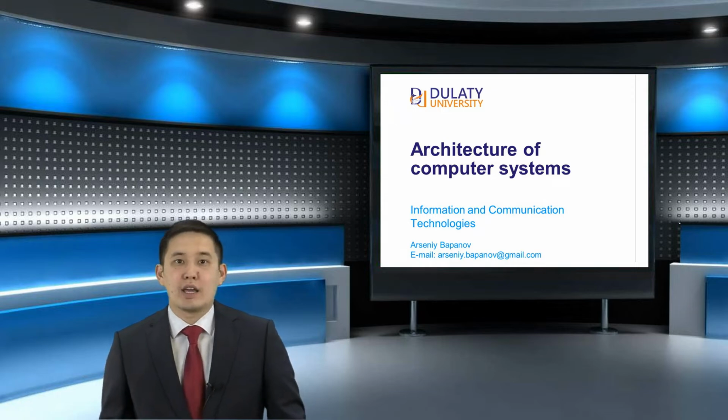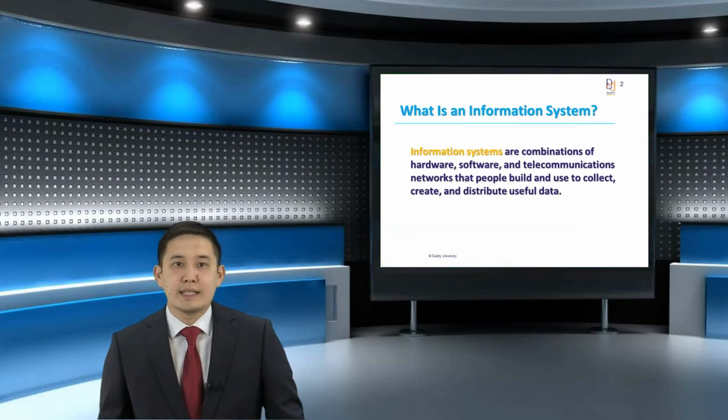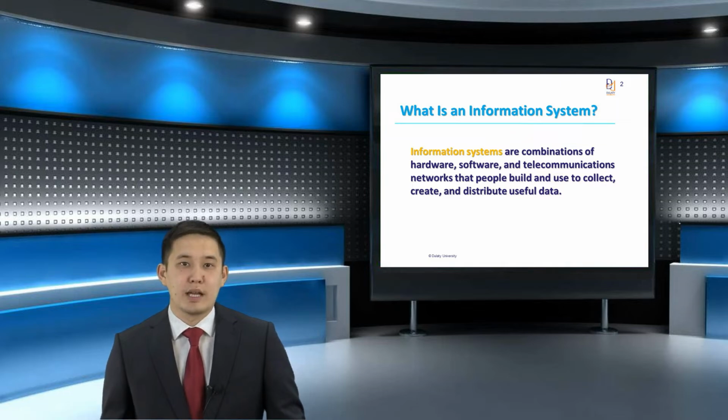Today we talk about architecture of computer systems. What is an information system? Information systems are a combination of hardware, software and telecommunication networks that people build and use to collect, create and distribute useful data.